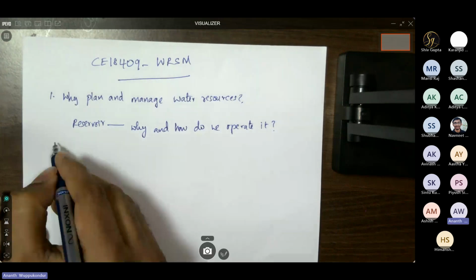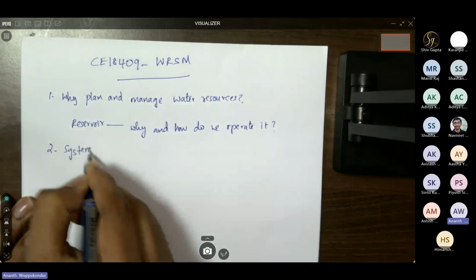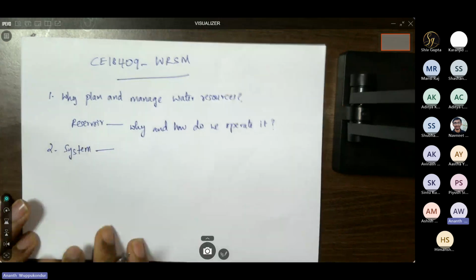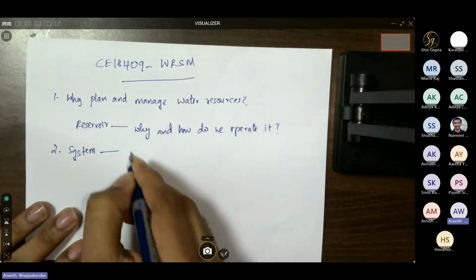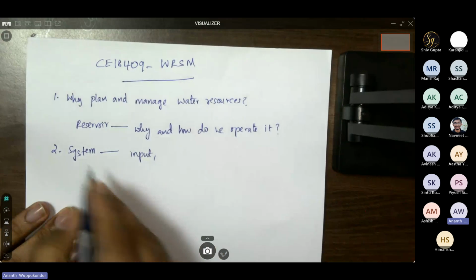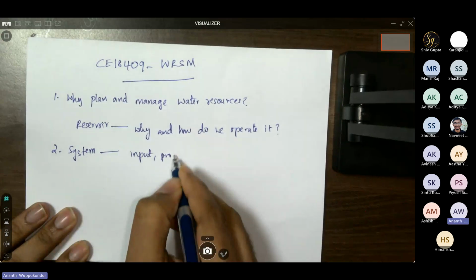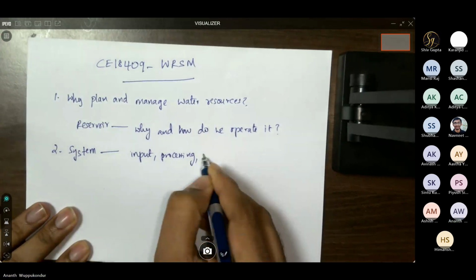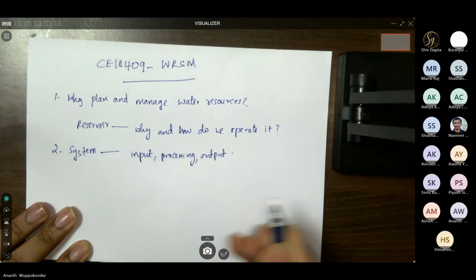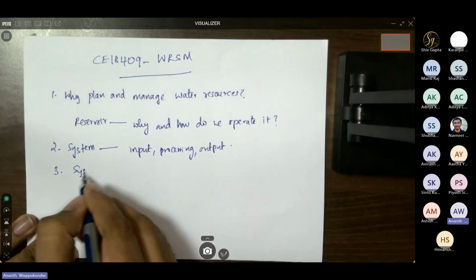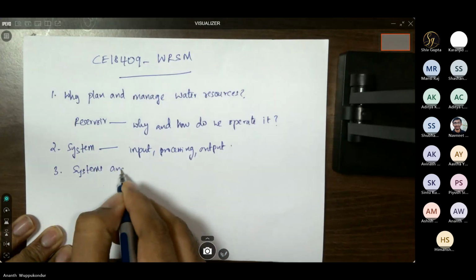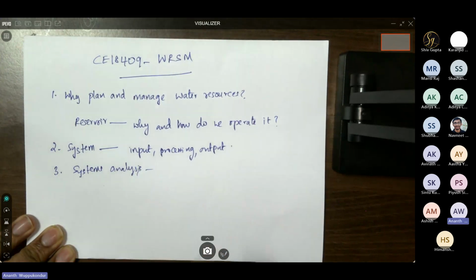We saw the definition of a system. A system is basically where we provide certain inputs, some processing happens, and we get some outputs. It's similar to a PC: we have some input, then processing, and output. We also saw systems analysis. How do we analyze this?